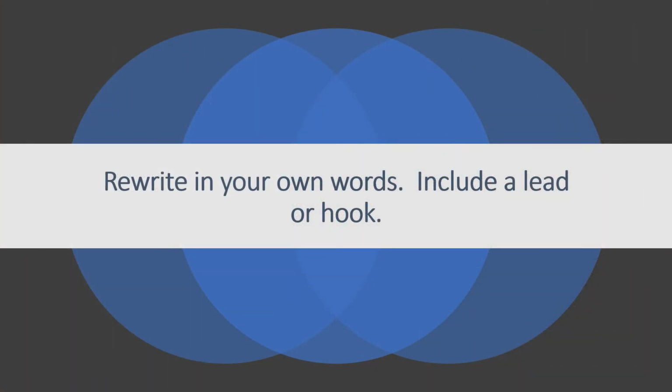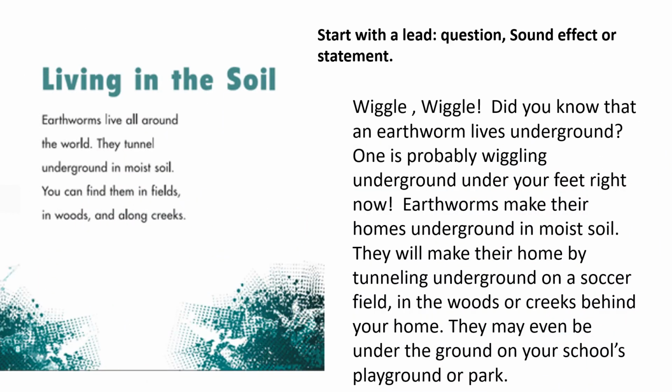Now we will rewrite the information in our own words and include a lead or hook. Are you ready? Let's go. Now, on the left is what the book said about where earthworms live. It said living in the soil. Earthworms live all around the world. They tunnel underground in moist soil. You can find them in fields, in woods, and along creeks.